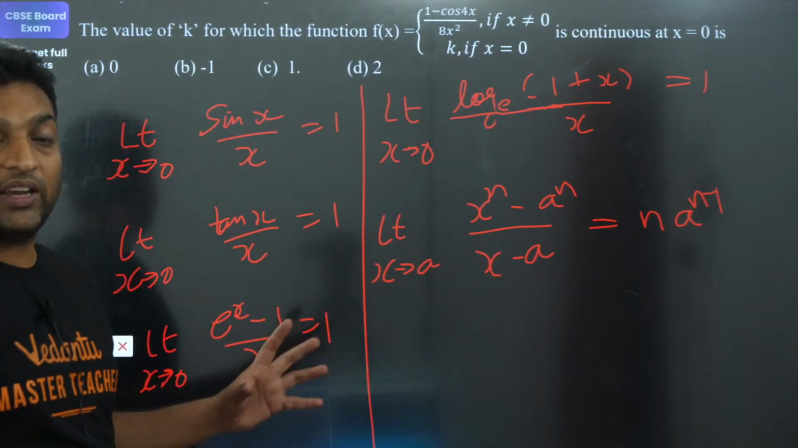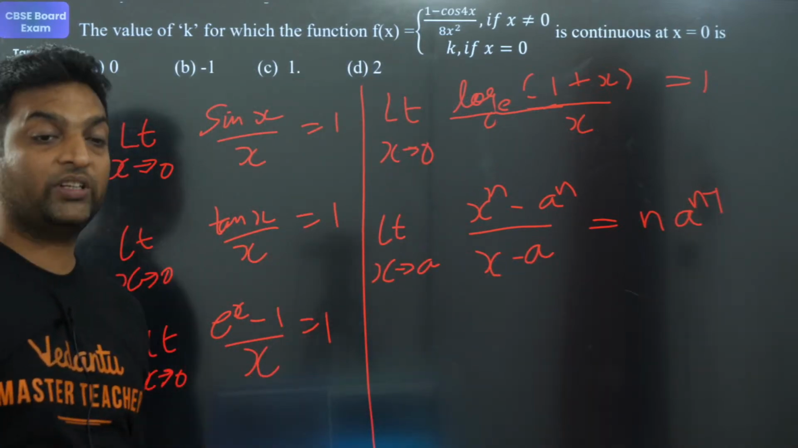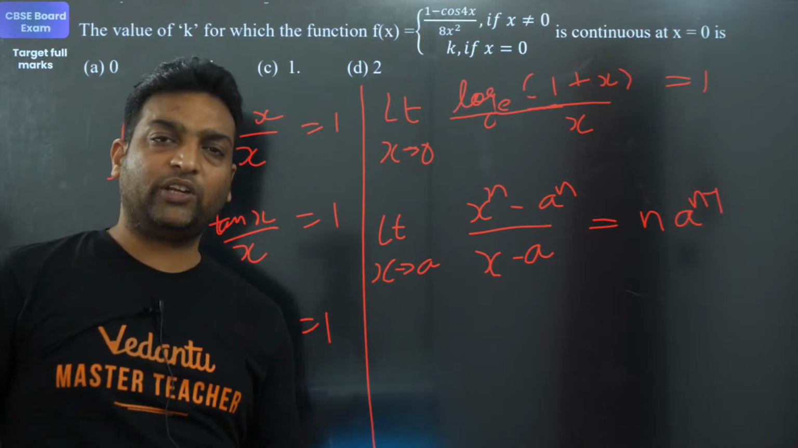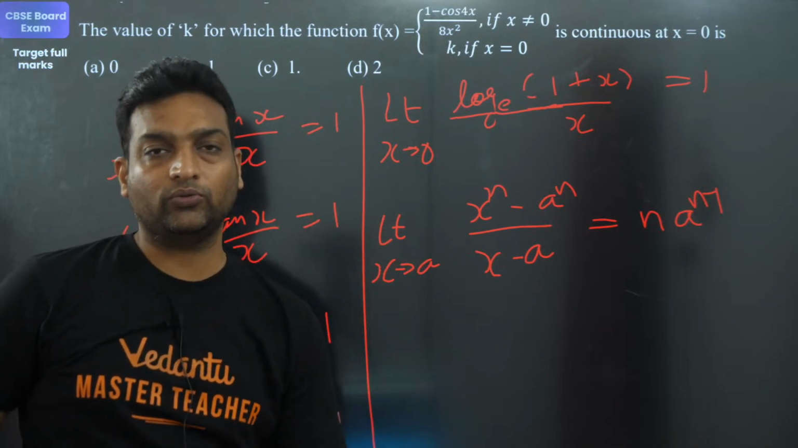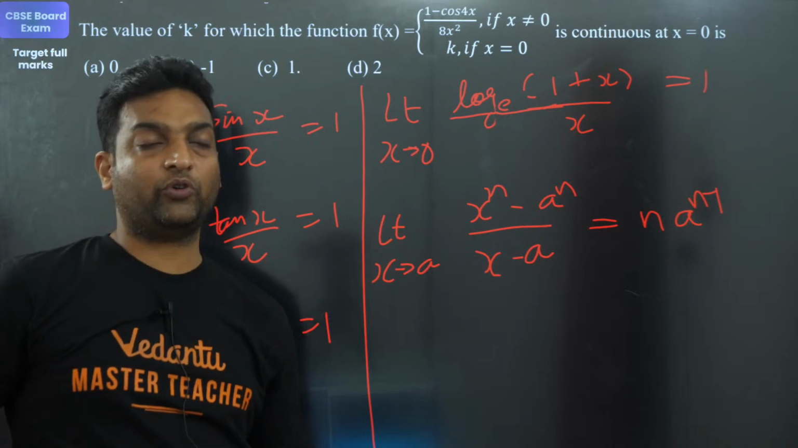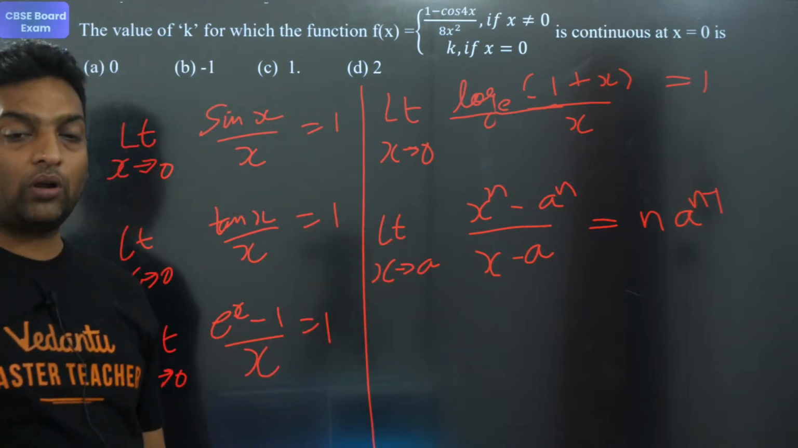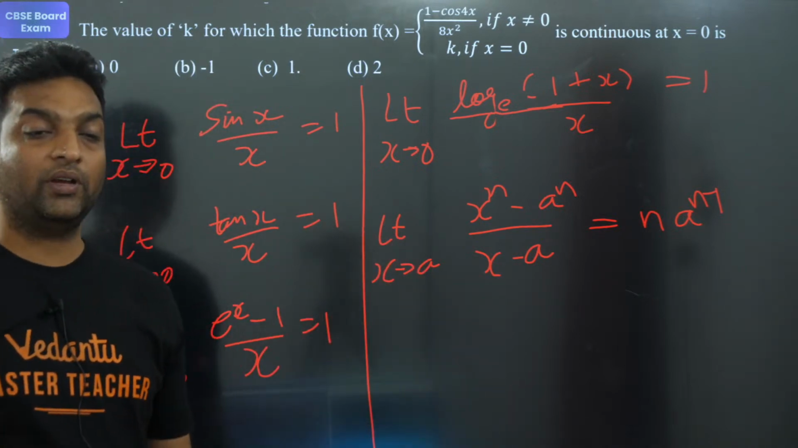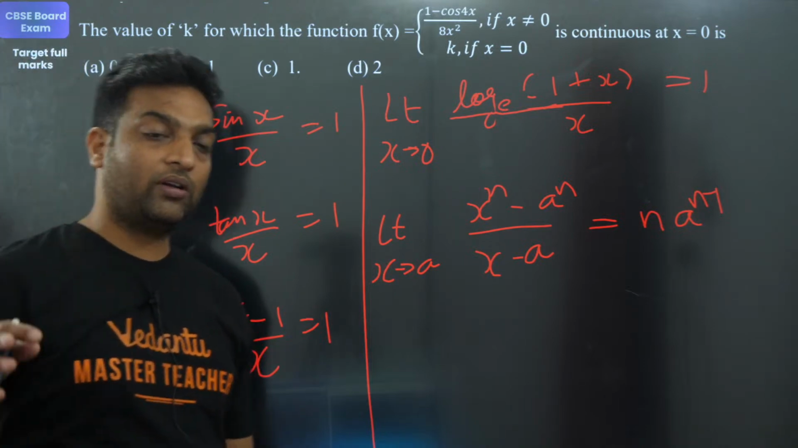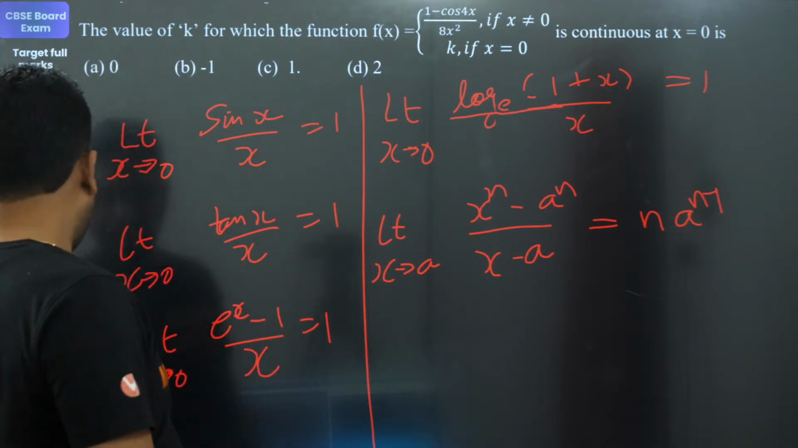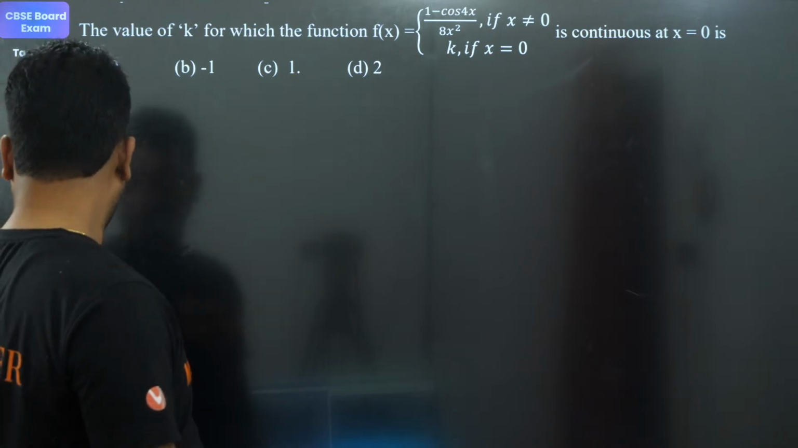These are the formulae which you need to use for subjective questions. For any MCQ or objective question, you can use whatever you want to. But for subjective questions, use only these formulae to solve the questions of continuity or limits. Otherwise, your answer will be wrong. Let's move ahead.